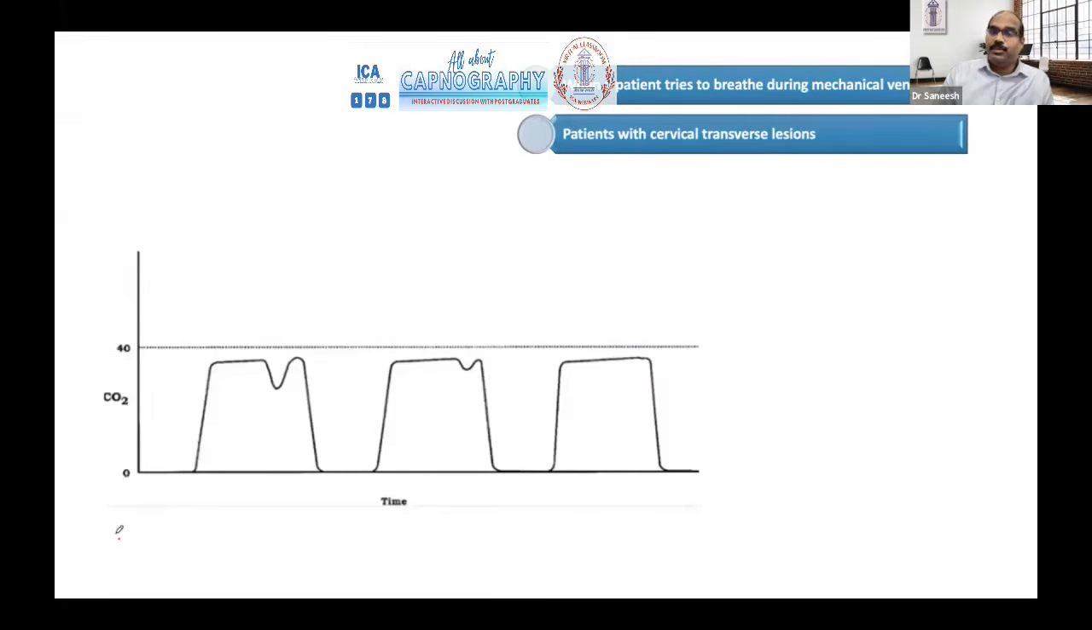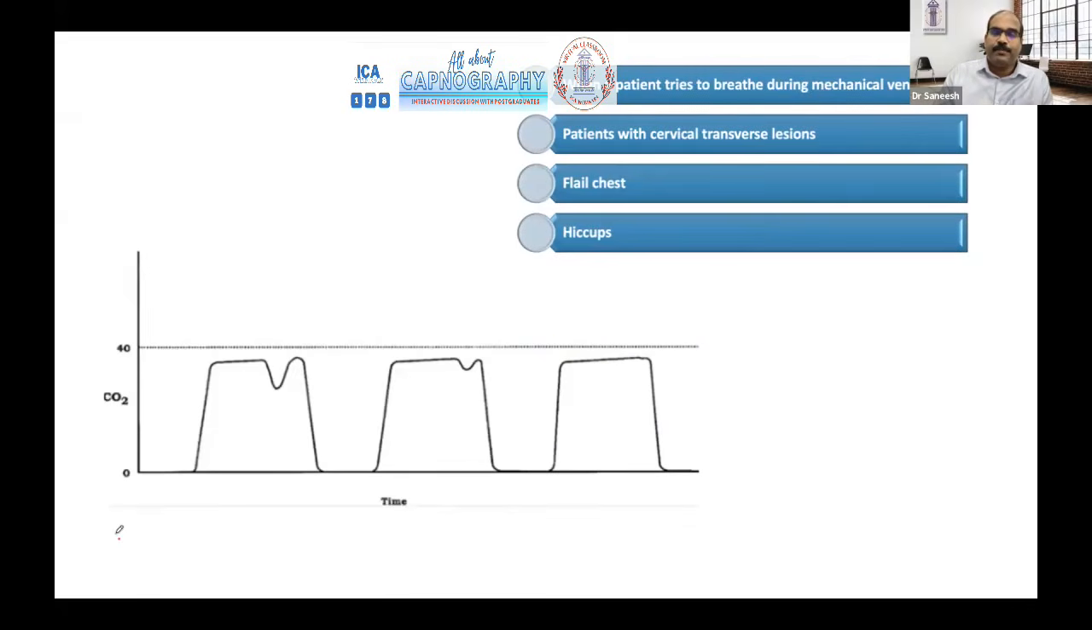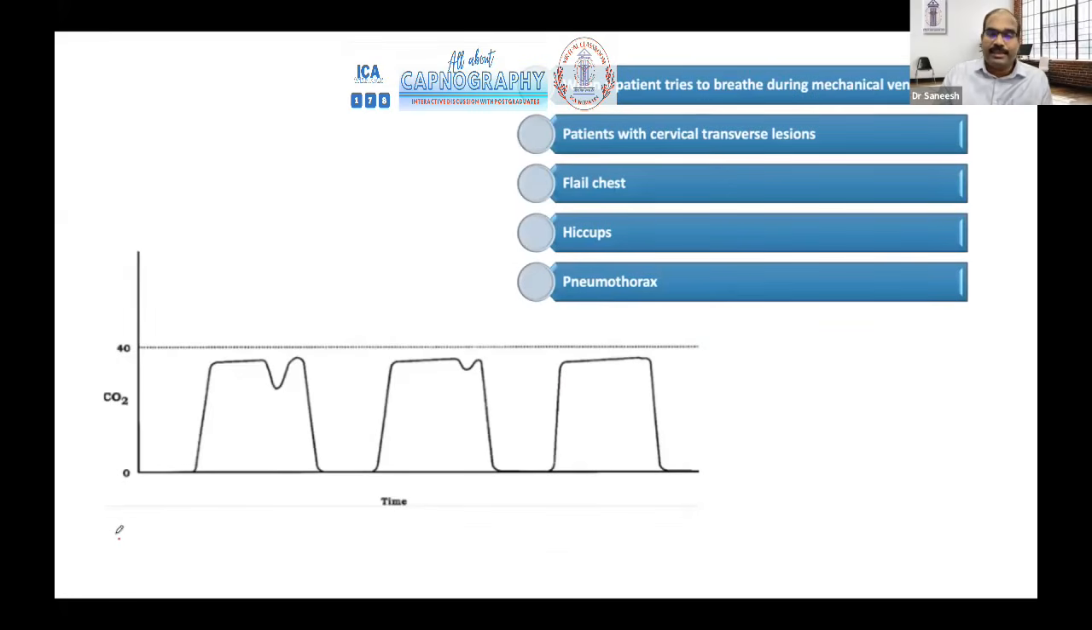It can also be seen in patients with cervical transverse lesions because of the diaphragmatic palsy and different diaphragmatic movements. It can be seen in flail chest, when the patient has hiccups, and in cases of pneumothorax also. You might get a similar tracing even if the patient is under neuromuscular blockade. So we need to keep this in mind. Depending on the condition, interpretation changes. It may not always be due to the patient taking spontaneous breaths, but classically we describe it as the curare notch.